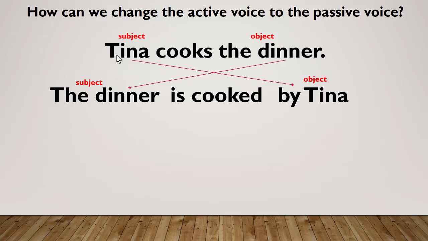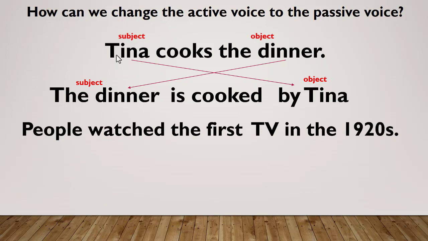Let's take a look at another example. People watched the first TV in the 1920s. People is performing the action. Subject and the agent are the same. That means this sentence is active voice. To change this to the passive voice, we switch the subject and the object.